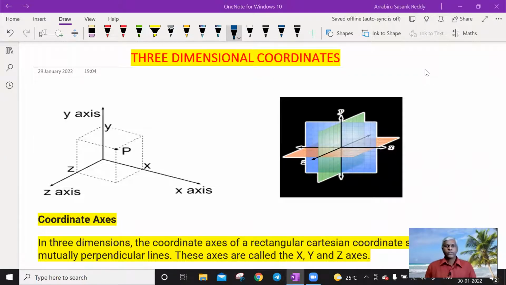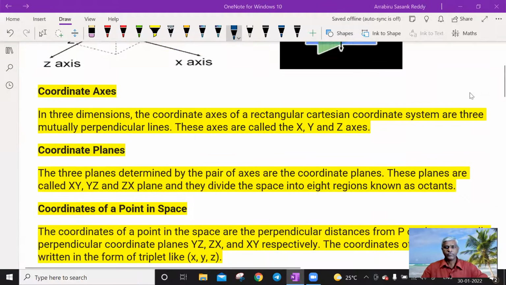Welcome to three-dimensional coordinates, or 3D coordinates. In 3 dimensions, the coordinate axes of a rectangular Cartesian coordinate system are 3 mutually perpendicular lines. These lines are called the X, Y, and Z axes.